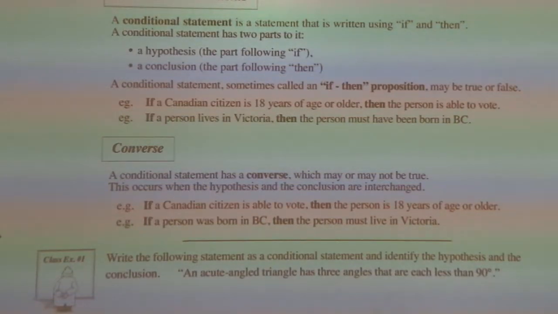It occurs when we interchange the hypothesis and the conclusion. If a Canadian citizen is able to vote, then the person is 18 years of age or older. True or false? So if you can vote, does that mean you're 18? Yes. Okay? If a person is born in BC, then the person lives in Victoria. No, that is false. So the converse statement does not have to be true either.